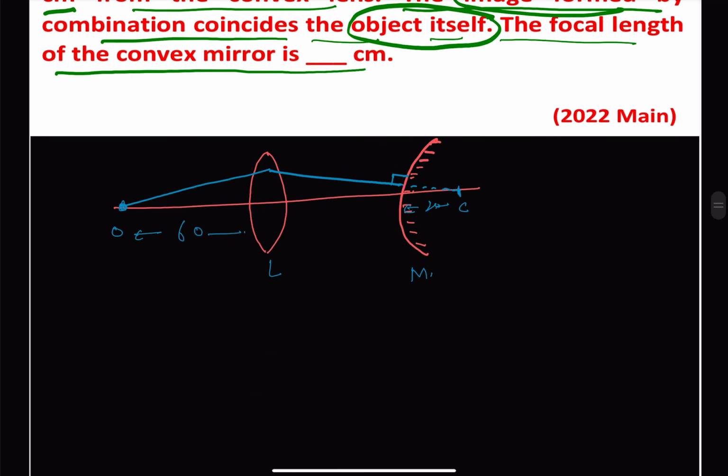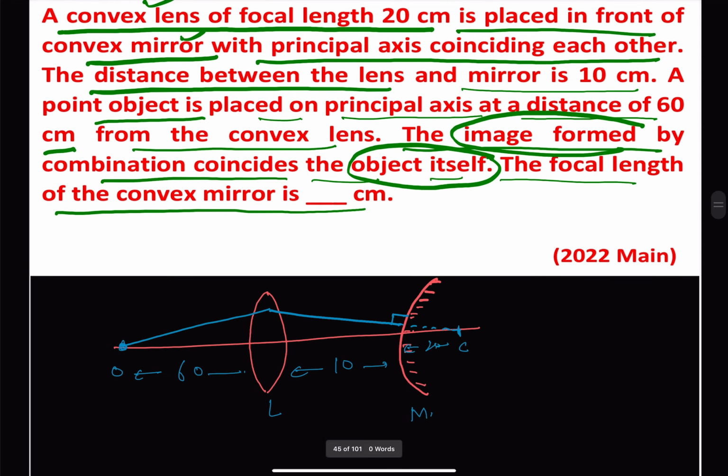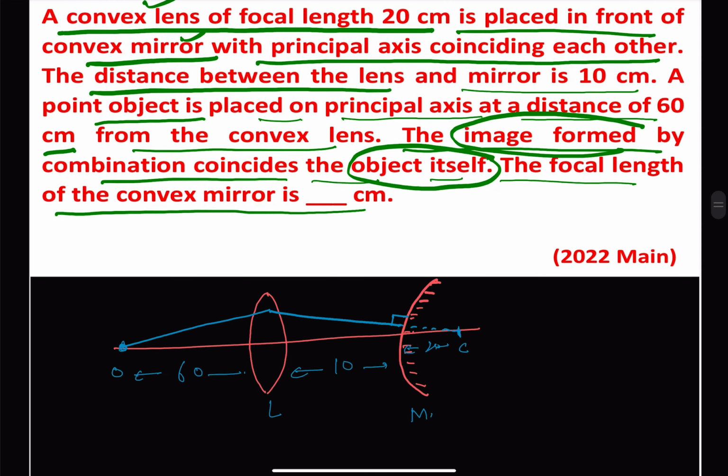It's given 10 centimeter. Okay. So radius of curvature is not given to us. Sorry, my mistake. And first of all, we are going to find out the position of the image because of the lens.